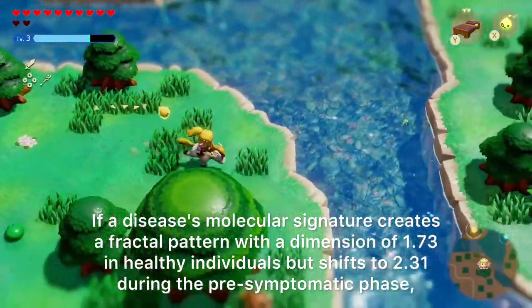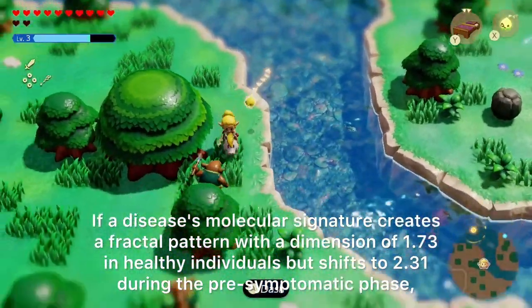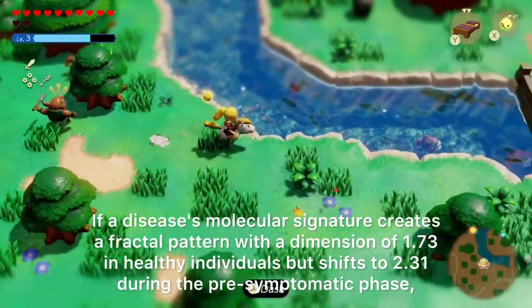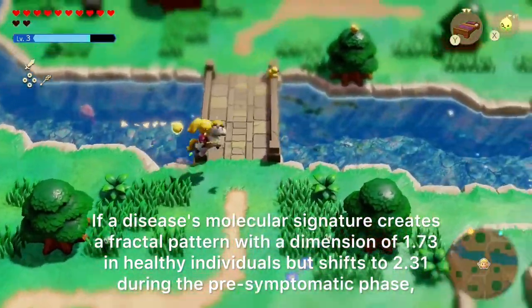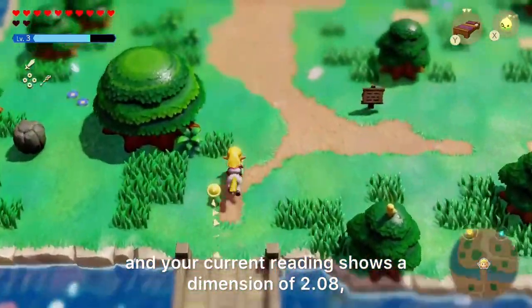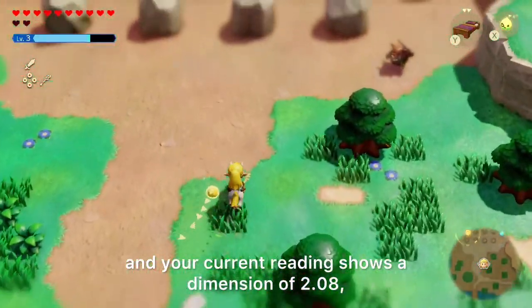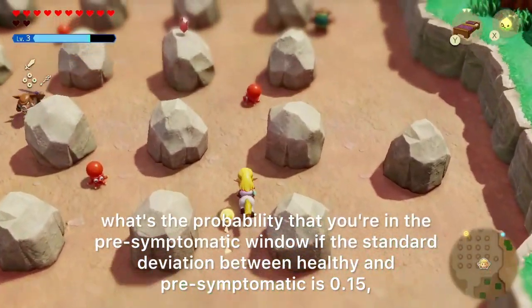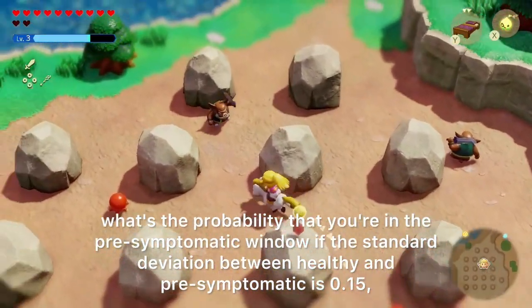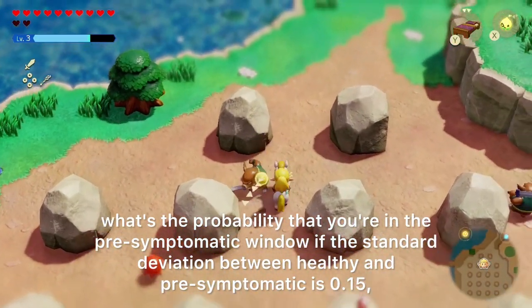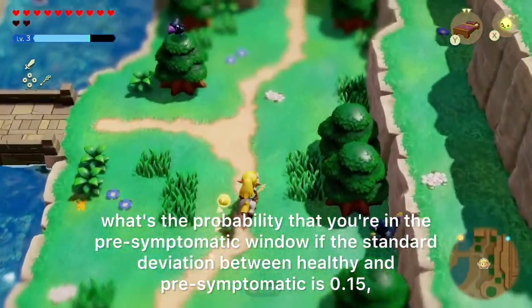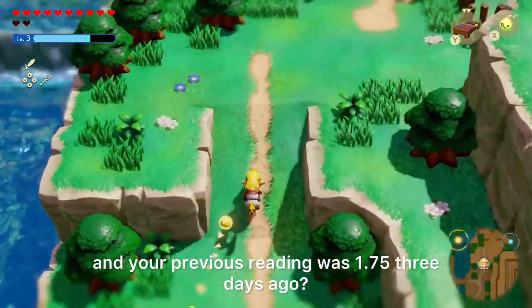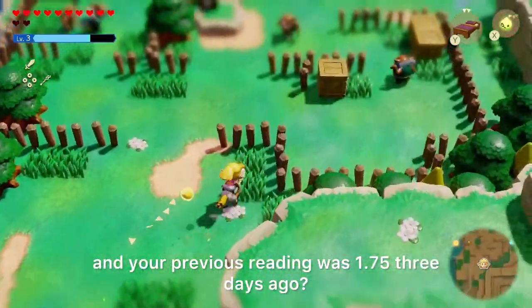If a disease's molecular signature creates a fractal pattern with a dimension of 1.73 in healthy individuals but shifts to 2.31 during the pre-symptomatic phase, and your current reading shows a dimension of 2.08, what's the probability that you're in the pre-symptomatic window if the standard deviation between healthy and pre-symptomatic is 0.15? And your previous reading was 1.75 3 days ago.